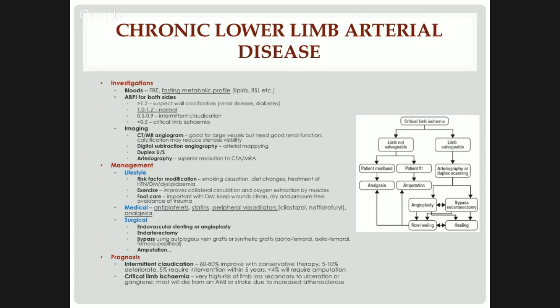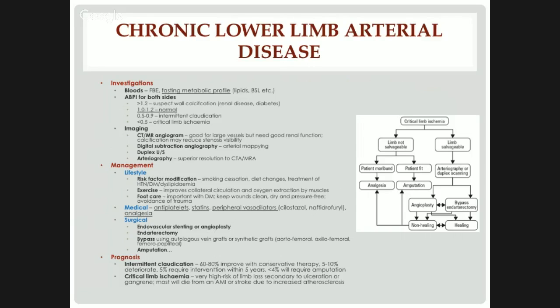In terms of investigations, you'll notice a theme. You're screening them for risk factors, so you do a fasting metabolic profile, so look at their blood sugar levels, look at their lipids, check their blood pressure, do a full blood exam, do the ankle brachial pressure index. That's your buzzword for what investigation you do in chronic lower limb disease. And then you can take them for imaging. So you can give them an angiogram, so either a CT angiogram or an MR angiogram, which is like an angiogram with an MRI. You can give them an ultrasound, or you can give them an arteriography.